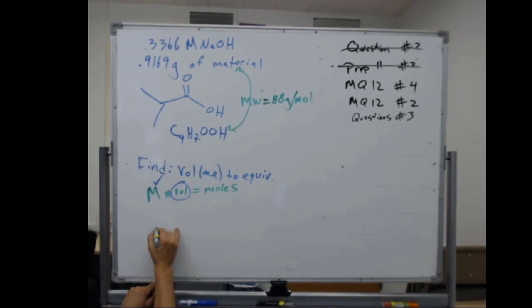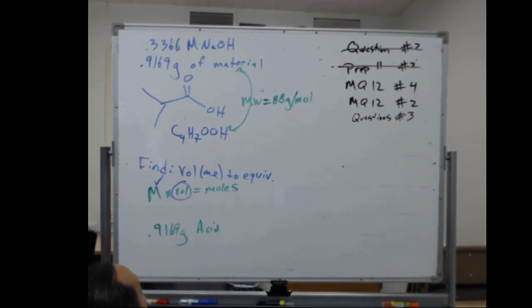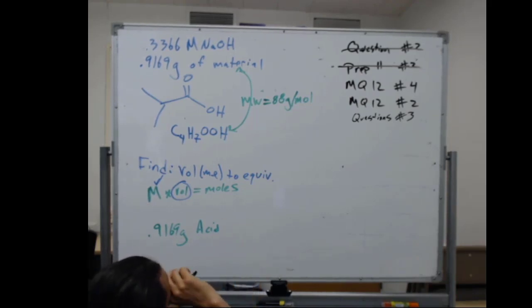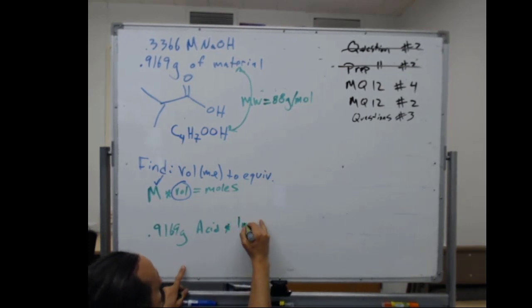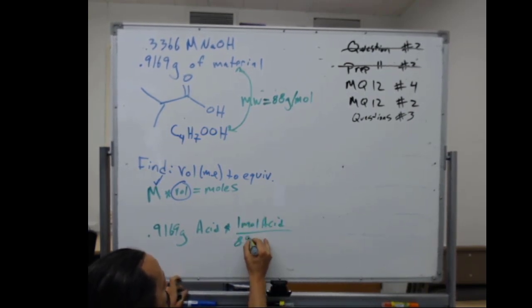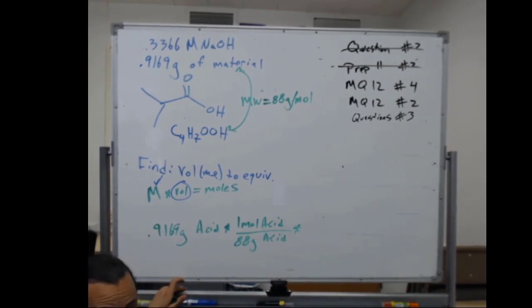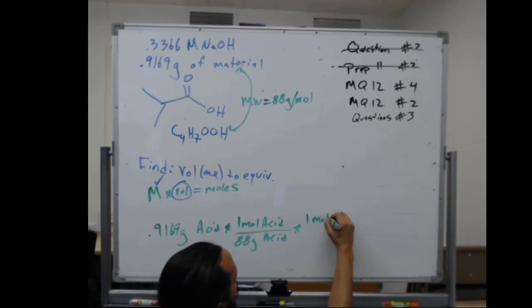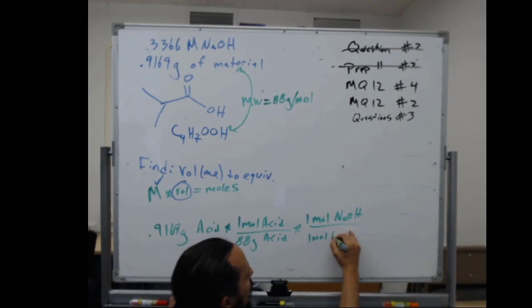So we're going to take our mass, 0.9169 grams. I'm just going to call it acid, because I don't feel like writing 2-methyl propanoic acid over and over again, times 1 mole of acid is going to have 88 grams of acid. And then again, we've got that 1-to-1 mole ratio, 1 mole of NaOH for 1 mole acid.